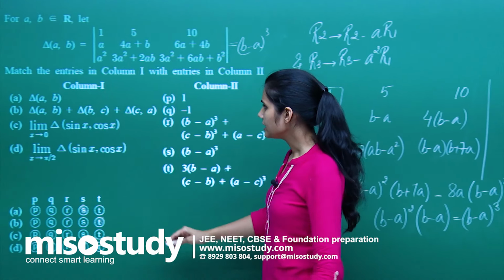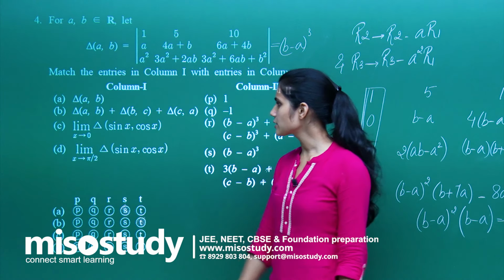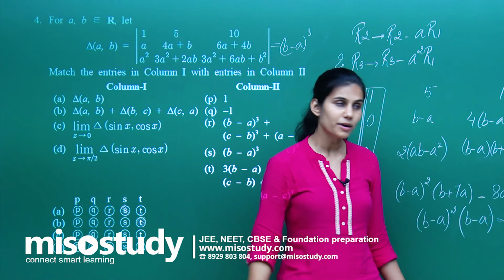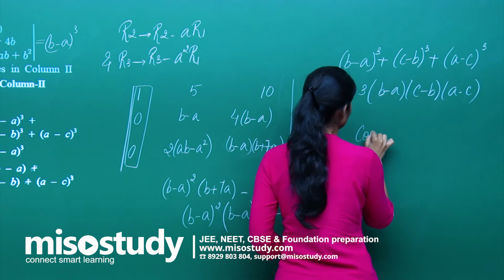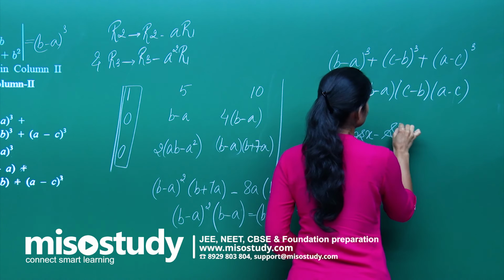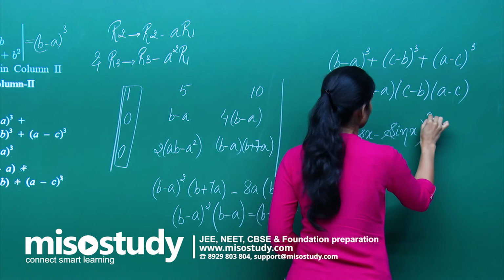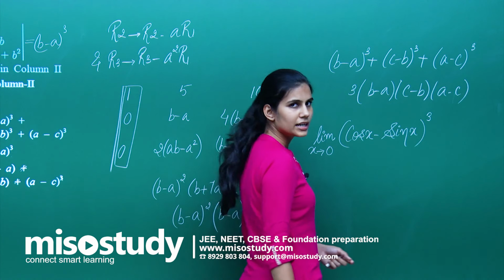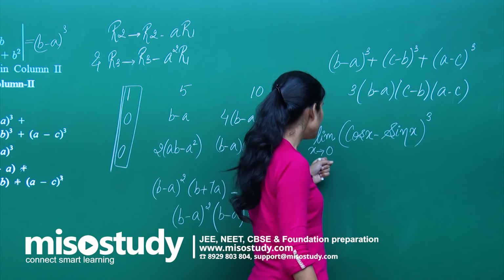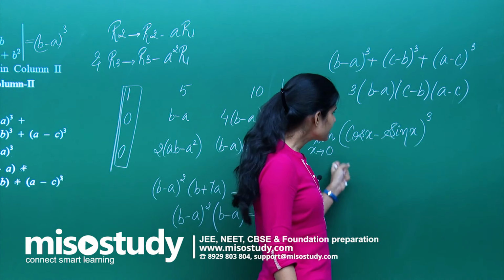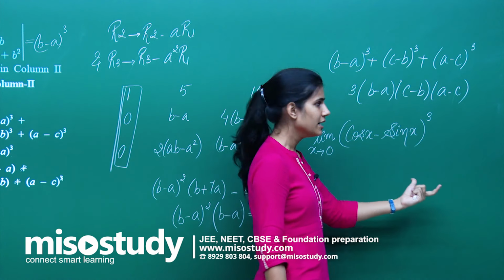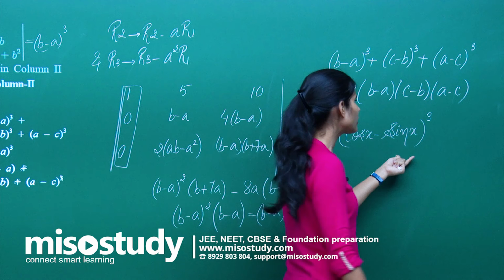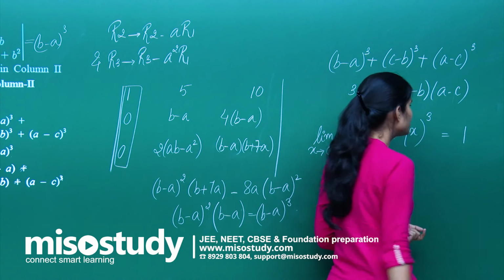Now you have limit delta x tends to 0, delta of sin x comma cos x. Delta of a comma b is b minus a whole cube. So delta of sin x comma cos x is cos x minus sin x whole cube. And when you apply the limit x tends to 0, you know cube is a continuous function. So this is going to become limit x tends to 0 of cos x minus limit x tends to 0 of sin x, whole cube. That is, limit of cos x is 1, limit of sin x is 0. So you get 1 minus 0 whole cube, which is 1 cube, which is 1.